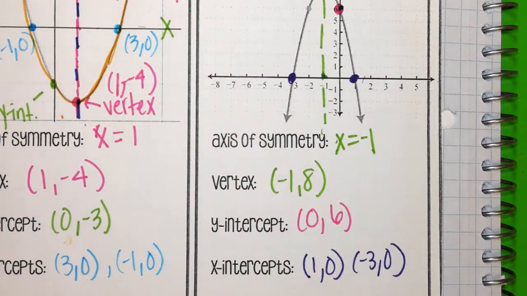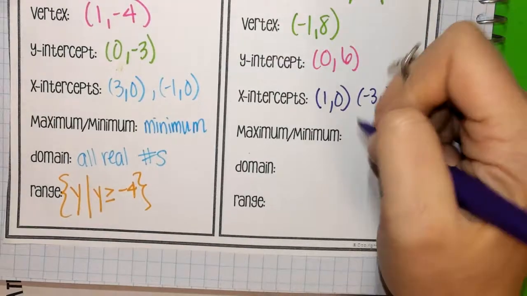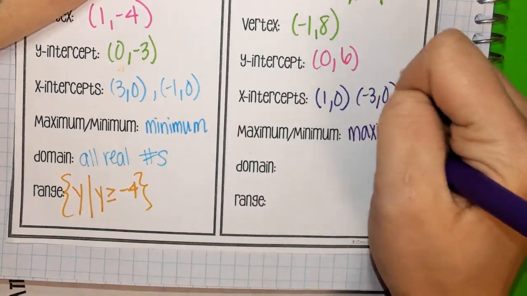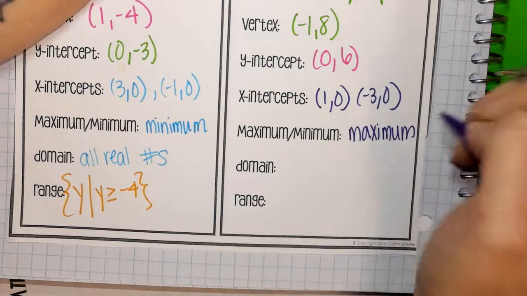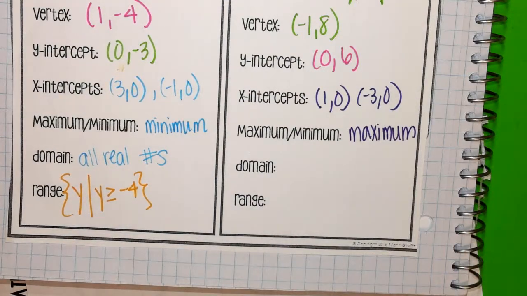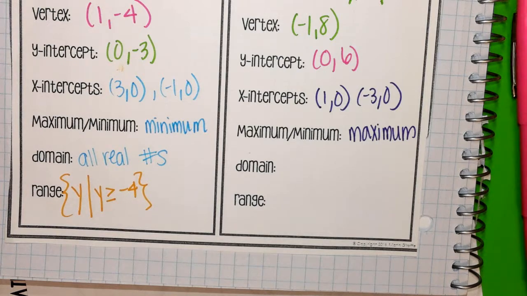Alright, is this a maximum or minimum? Maximum. Looking at the problem, it's going to be a maximum. If it's a mountain, it's a maximum. If it's a U, it's a minimum.